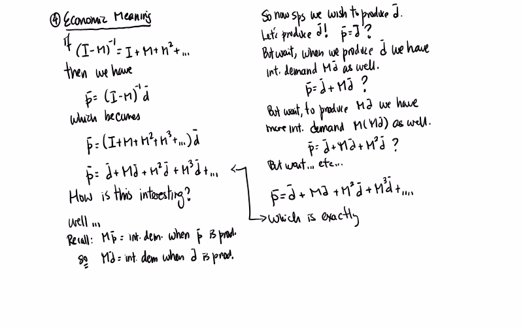The reason this is interesting is that we could have started from the other end. We could have started with an infinite series and worked back to I minus M inverse. It shows that something that seems kind of esoteric, an infinite series representing a matrix inverse, is actually economically meaningful when we look at what's going on. So that is the end of that video.